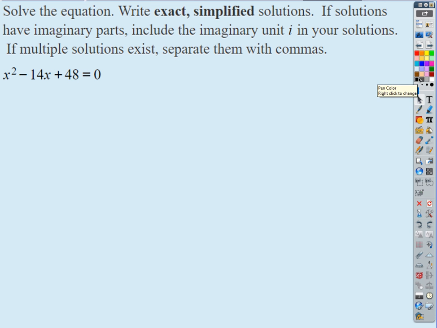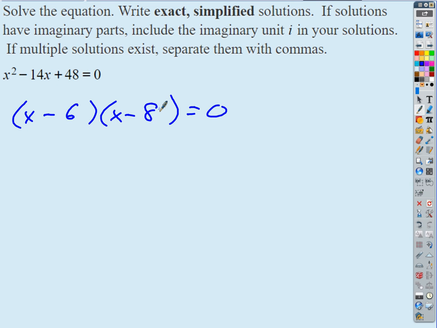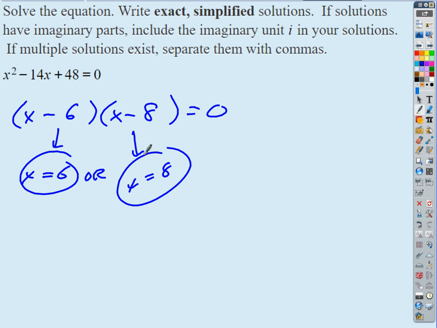So what do we do then? We want to try to find magic numbers. Do magic numbers exist that multiply to positive 48 and add to negative 14? Okay, now let's make sure we're playing the sign game. If they multiply to a positive and add to a negative, they're both negative, good, and the numbers are 6 and 8. Very good. So then what are the solutions? 6 and 8.